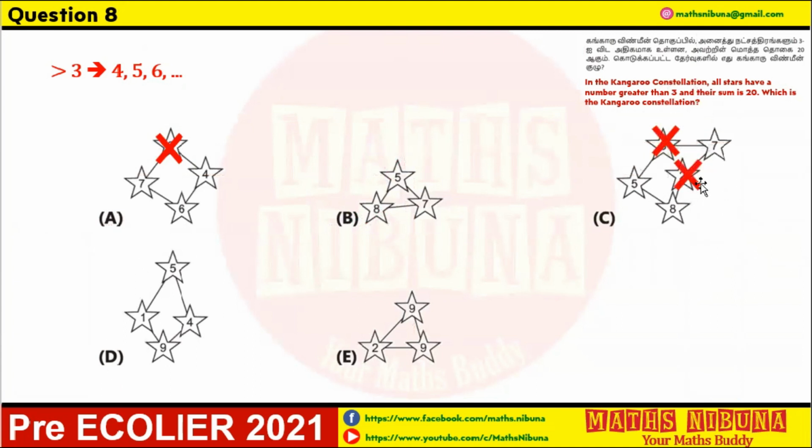And in B we have 1, so this one is also rejected. And in E we have 2, so this one can also be rejected. That means when we see 1, 2, and 3, we can reject because it must be more than 3. That means the only possible answer is B. Now, don't simply take the B. You must calculate. You must add up all and see what is the sum of the constellation. 8 plus 5 plus 7. 8 plus 5 is 13, 13 plus 7 is 20. So the answer is B.